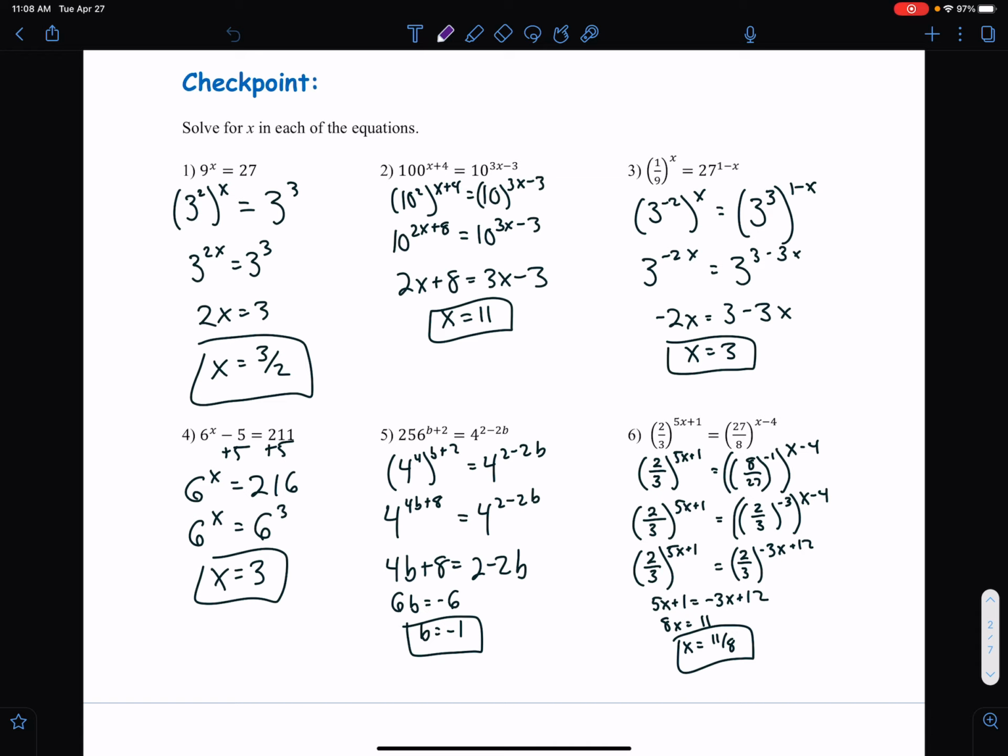If you look at number 1, we had to rewrite both the bases. Look at number 2, we just had to rewrite the left base, 100. Number 3 and 6, think about negative exponents. When it's flipped, you have to have a negative exponent there. And number 4, you first have to get the 60x by itself. So add that 5 on both sides, and the question becomes a little simpler after that.